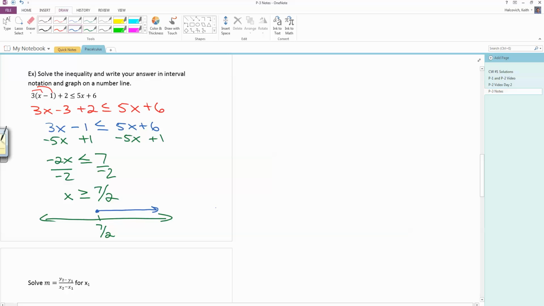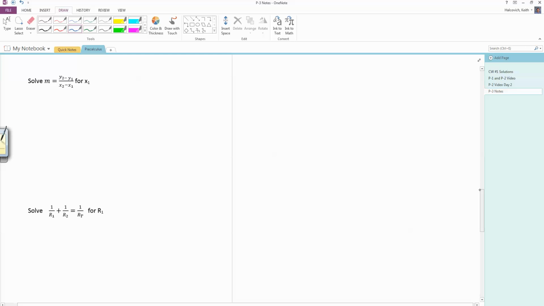As an interval, remember you go from least to greatest. So if it's greater than 7 halves, that means 7 halves is the first thing. If it's going to the right, that means it's going towards infinity. And remember, infinities always have parentheses. And then because it's a closed circle, you're going to put a bracket around it. So that is your answer in interval notation.